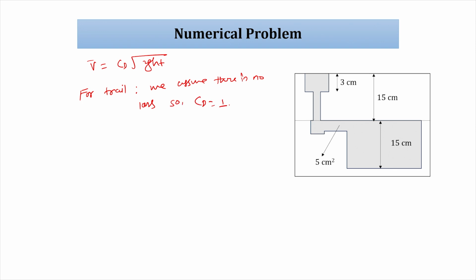We will try to converge our solution and check at which value of CD the velocity is not changing. So, we are just assuming CD equal to 1. So, what will happen?